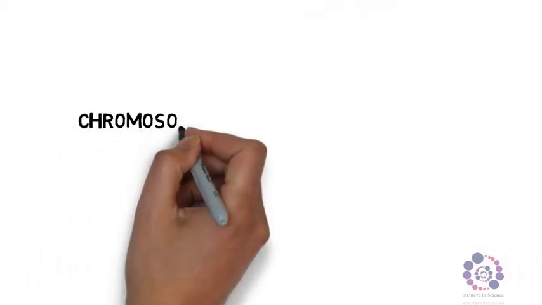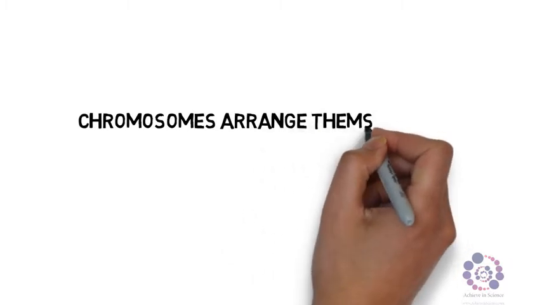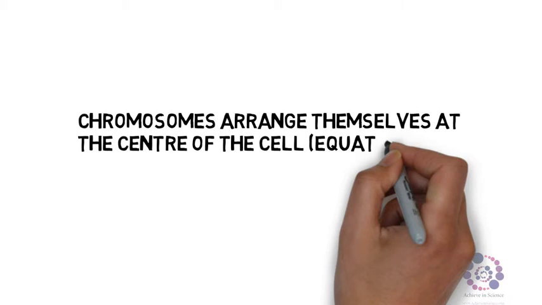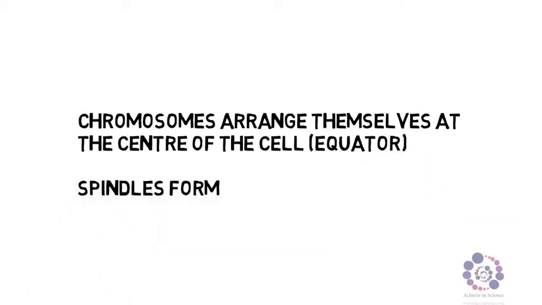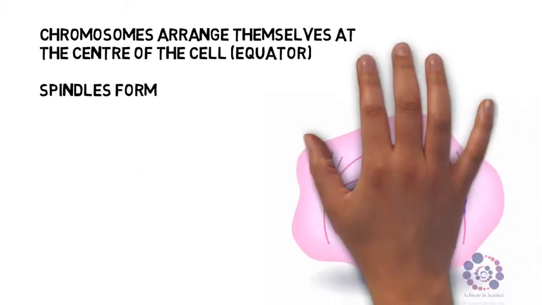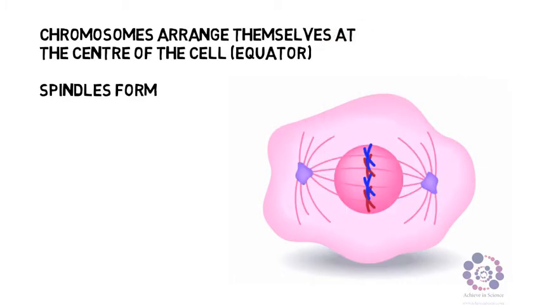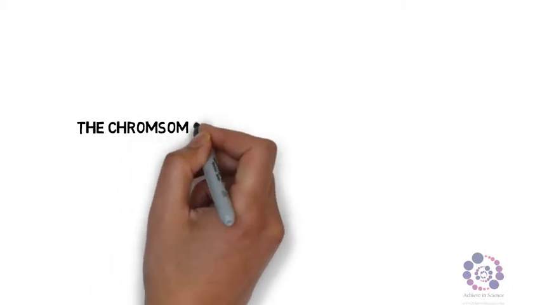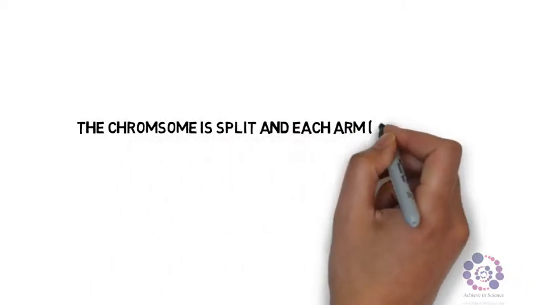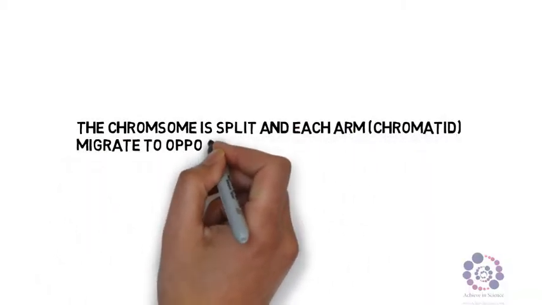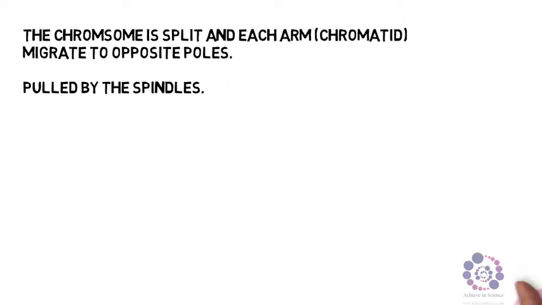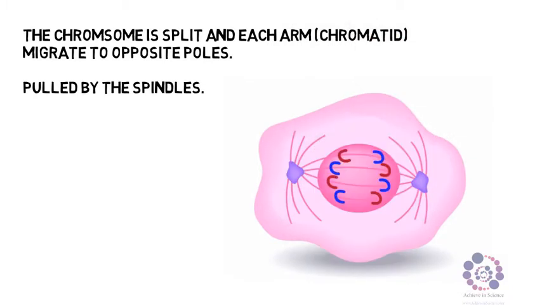Next, the chromosomes arrange themselves at the center of the cell, which we call the equator. You'll also notice in the diagram that there are some spindle fibers that appear. These begin to attach themselves to the chromosomes. These spindle fibers then help to split each arm of the chromosome, which is now referred to as a chromatid, and help pull it towards the opposite ends of the cell, which we call the poles.